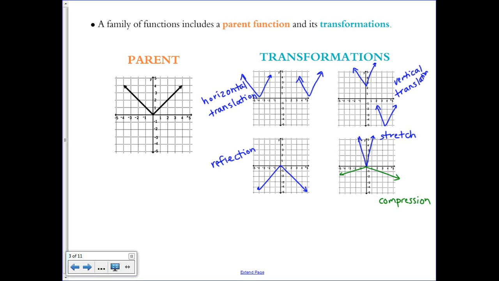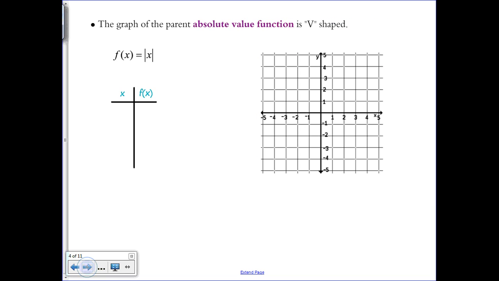Let's see where the V shape comes from, the original parent function. The absolute value function has a V-shaped parent. Let's see why. We're going to create a table for this one. When you create a table for a function, you just choose some x values to plug in so that you can get a representation of what's happening on the left and what's happening on the right.